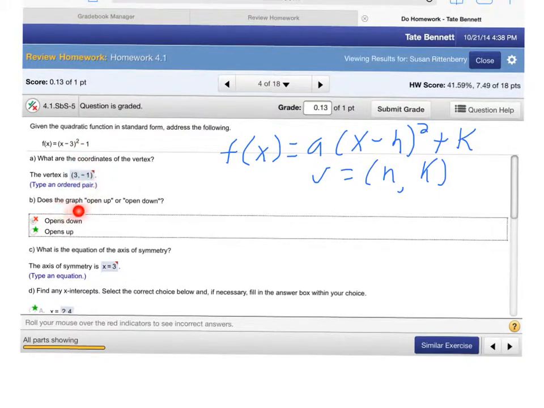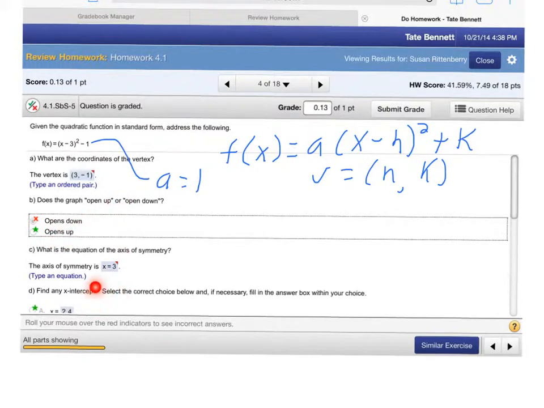Next question, does the graph open up or down? Well, the a determines whether it opens up or down. You might look at this example and say, well, there's not a number in front of the parentheses. Well, if there's not a number there, it's understood to be positive 1. And so for this particular problem here, a is understood to be 1. And so does it open up or down? Well, if a is positive, it opens up. If a were negative, it opens down. And so in this particular instance, it's positive, so it opens up as opposed to down.